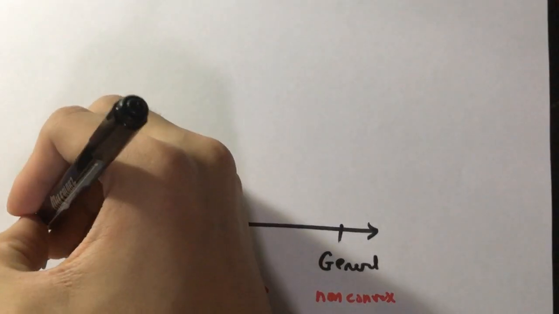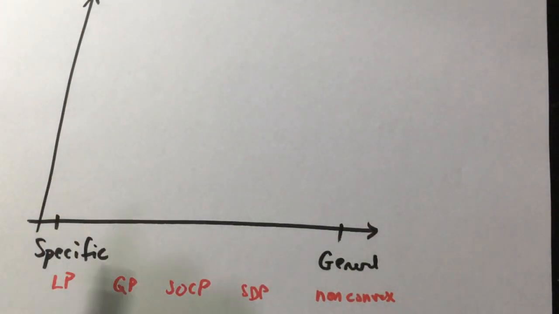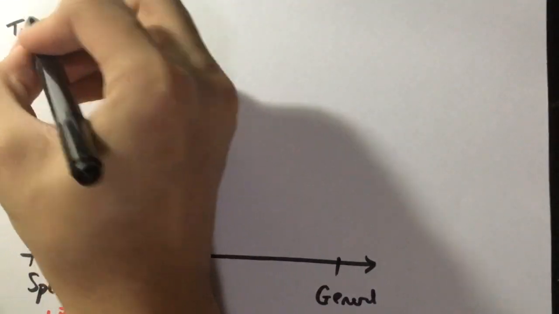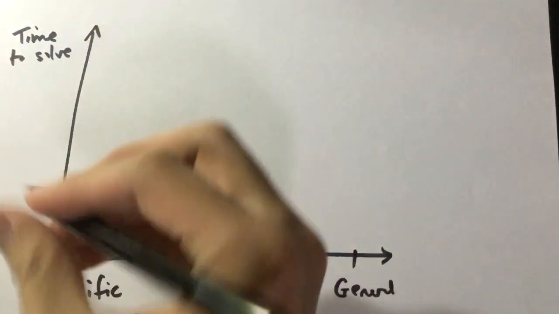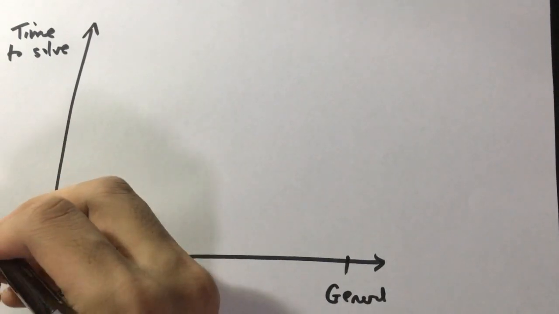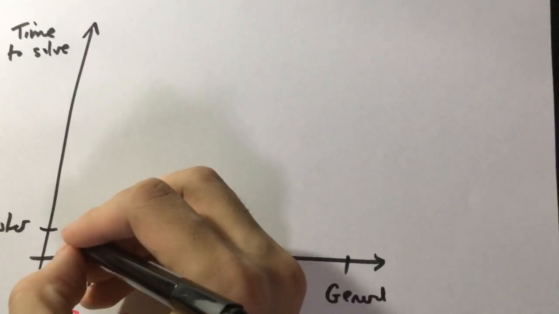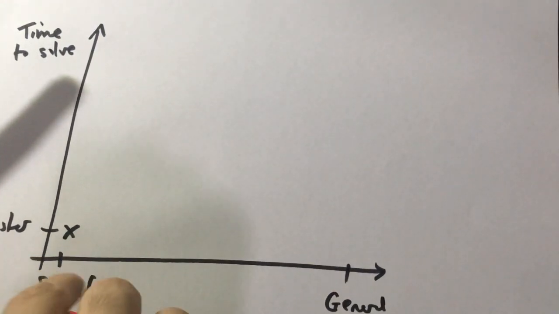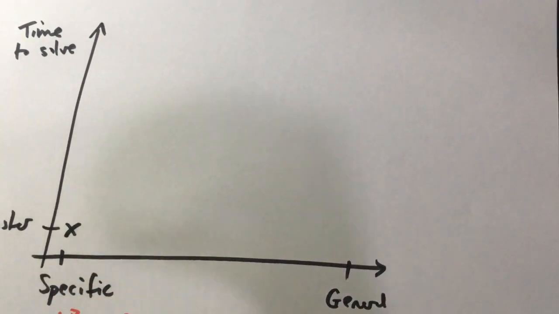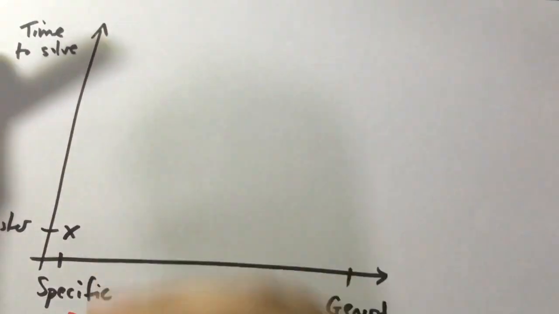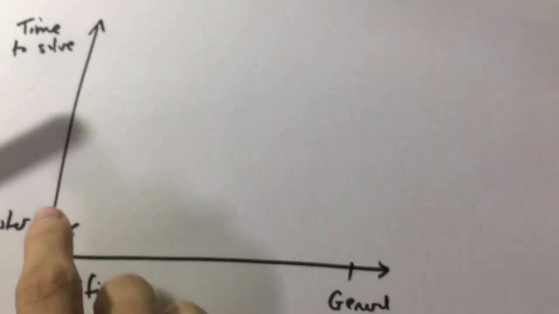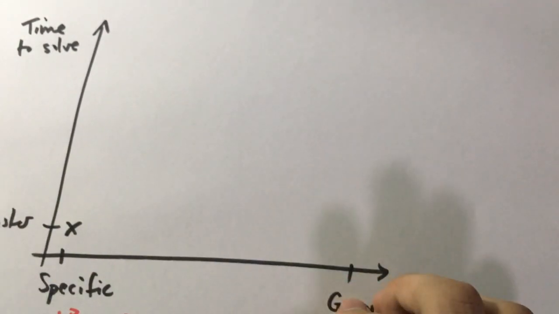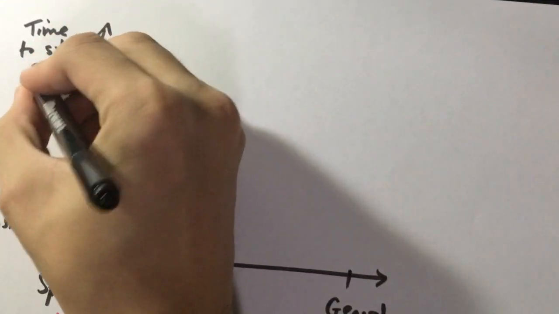But there is also a trade-off, right? Because if a problem is more specific, then the time you take to solve the optimization problem tends to be quicker, faster. If you have a more specific optimization problem, then you know how the objective definitely looks and how the constraints will definitely look. And so it's a lot quicker to solve problems which are more specific. But if you have a more general problem, then it's a lot slower.